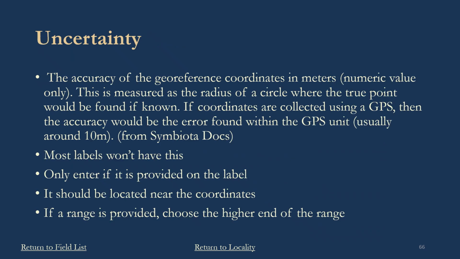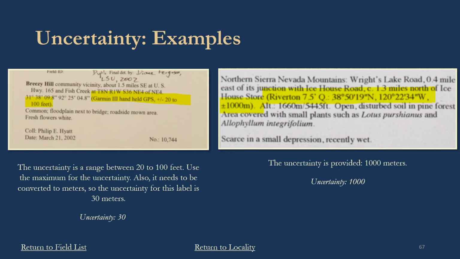The uncertainty is the accuracy of the georeferenced coordinates in meters. This is measured as the radius of a circle where the true point would be found if known. If coordinates are collected using a GPS, then the accuracy would be the error found within the GPS unit. Most labels do not have uncertainty on them. Only enter something for uncertainty if it is provided on the label. Most of the time, if the label has uncertainty, it's located near the coordinates. Here are two examples where the uncertainty is given on a label.